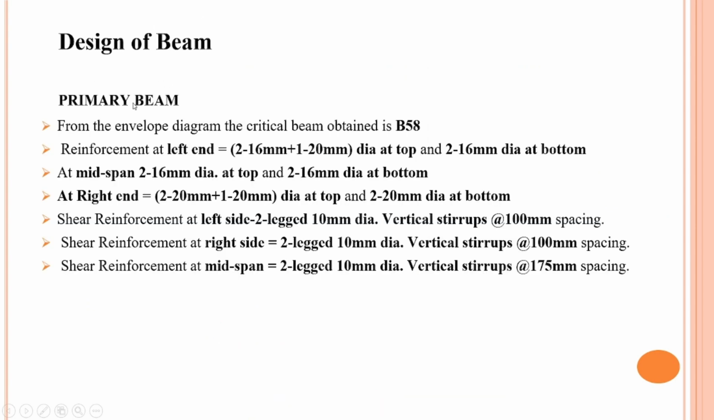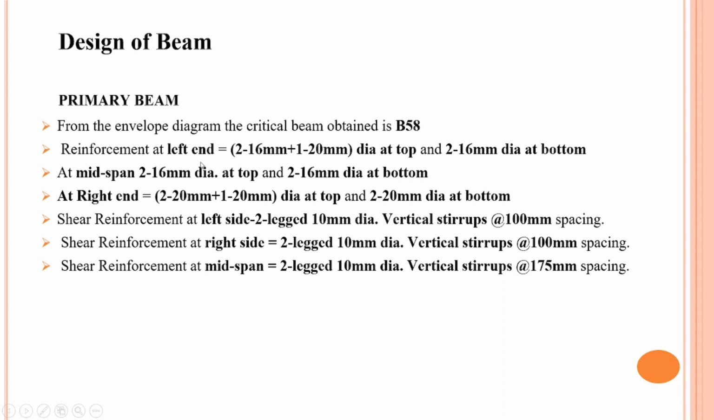And the next is beam. There are three types of beam, and you have to represent all the types of beam. The first, the primary beam: the envelope diagram, and the criteria obtained for B58. B58 is the unique name of the beam from ETABS. You have to check it.